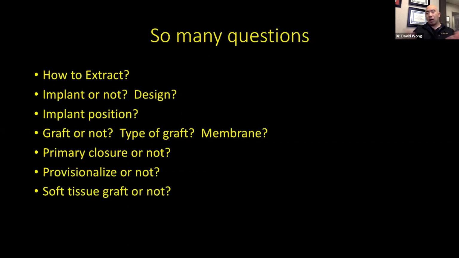What about gum grafting? When would you not utilize gum grafting to really fill out that facial contour on an anterior tooth? So these are all questions that we need to answer.